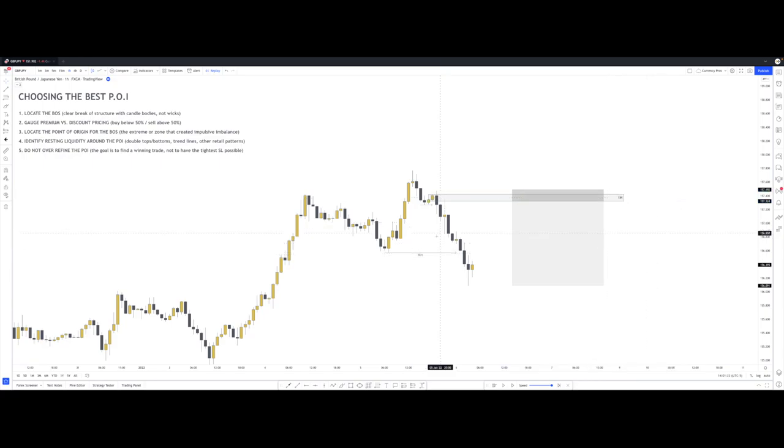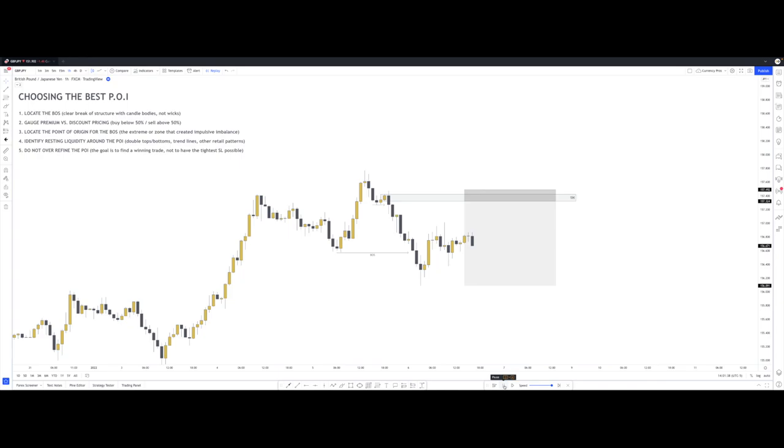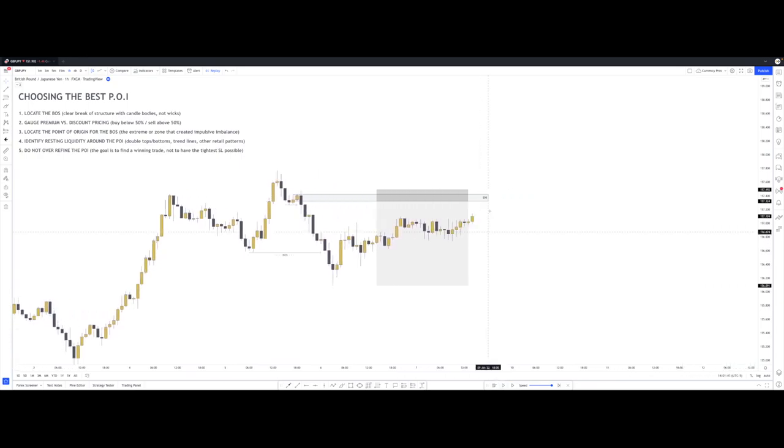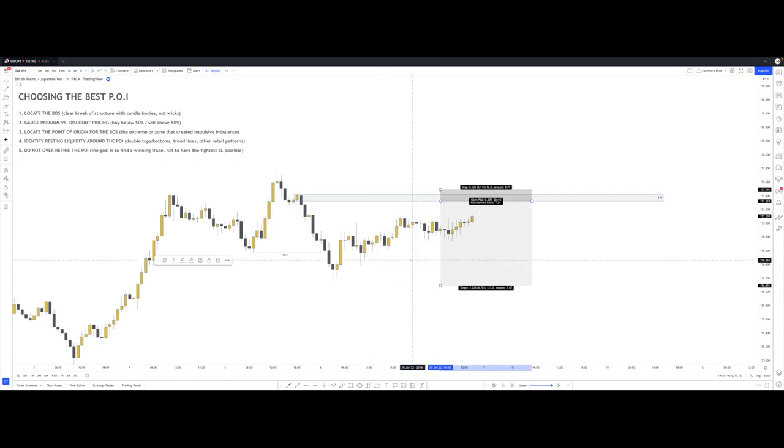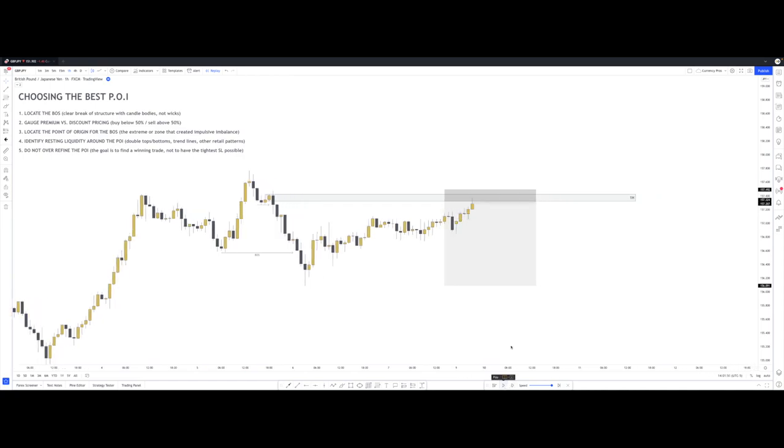Keep in mind in this scenario, because we're missing two of these steps, imbalance and resting liquidity, we may want to risk less, but the point remains that there is still a valid trading opportunity here. So let's play price forward and see what happens. Okay, it looks like we're going to need some more room. Okay, well, good timing on that stop. So we were just triggered in. Let's play price forward and see how this reacts.